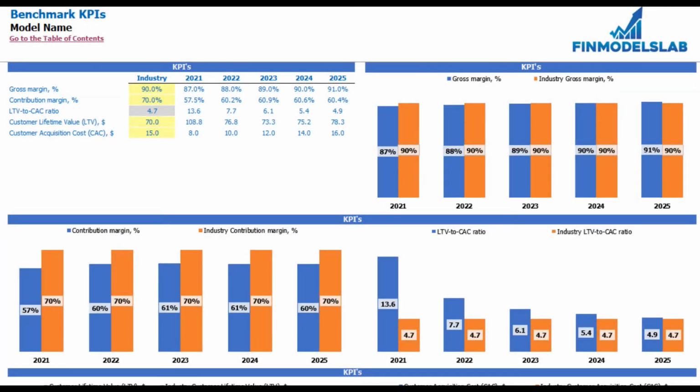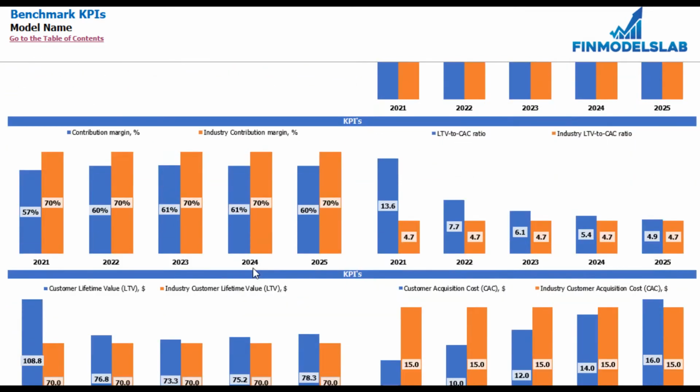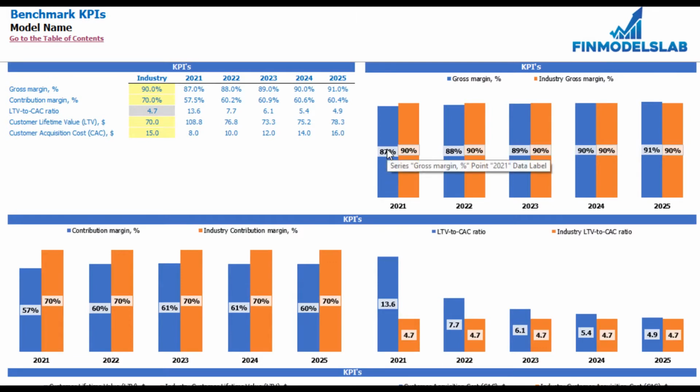On the Benchmark KPIs tab, you may see the industry benchmark KPIs and compare with numbers which are generated by the model. So you have gross margin percentage, contribution margin percentage, LTV to CAC ratio, customer lifetime value, and customer acquisition cost. On the yellow cells, you may set up your average industry benchmark, and in the white cells, you may see the numbers calculated by the model and by the drivers which you input inside. And here on the charts, you may see as orange the industry specific KPI, and as a blue value, the value calculated by the model.